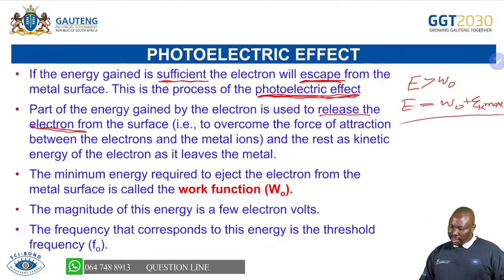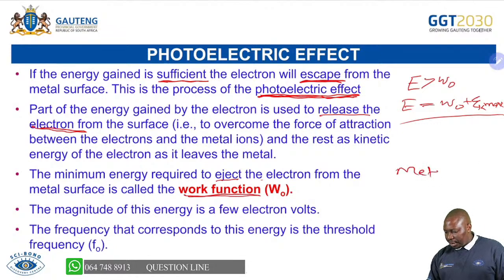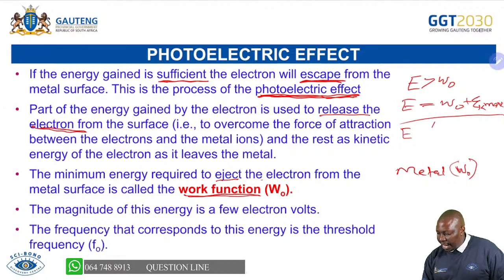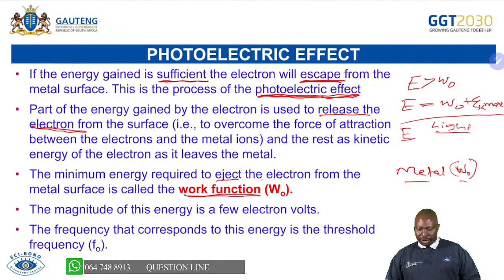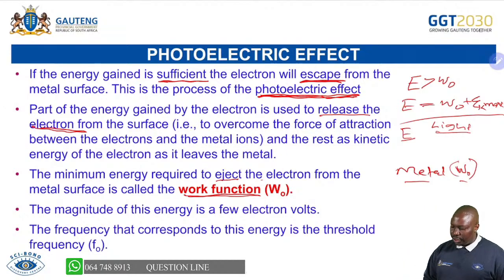Okay, and then we are saying the minimum energy required to remove the electron from the metal surface is called the work function. So the metal has an expectation to say, to remove my electrons, you must have minimum energy required. So the work function belongs to the metal, and the energy of a photon belongs to the electromagnetic radiation or to the light. So light carries E, metal carries the work function, and we are always comparing those to ensure whether we have photoelectric effect or we don't.